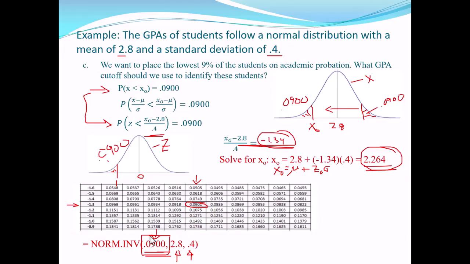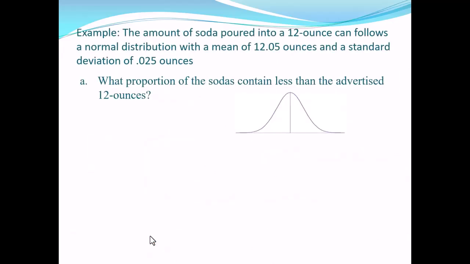Let's take a look at another example. The amount of soda poured into a 12-ounce can follows a normal distribution with a mean of 12.05 and a standard deviation of 0.025. So 12.05 is right here. These are my soda amounts. What proportion of the sodas contain less than 12 ounces? 12 is going to be over here to the left. Now, some of you might see the math. If I wanted to take the traditional approach and change these to standard normals, look at the math here. I've got 12.05, I've got 0.025, not a nice number, and I have 12.